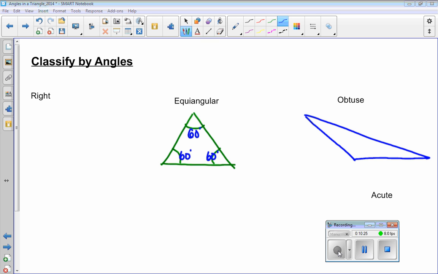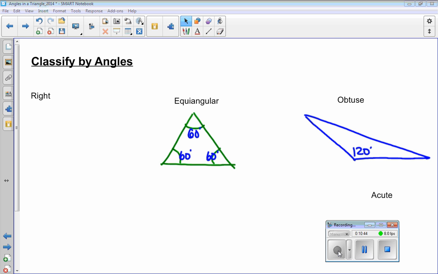92 would work. This looks a little bigger than 92, but I agree 92 would still be obtuse. I think 120 just looks like it could be that. So let's write 120 in there. Okay? So I agree. One of the angles is bigger.